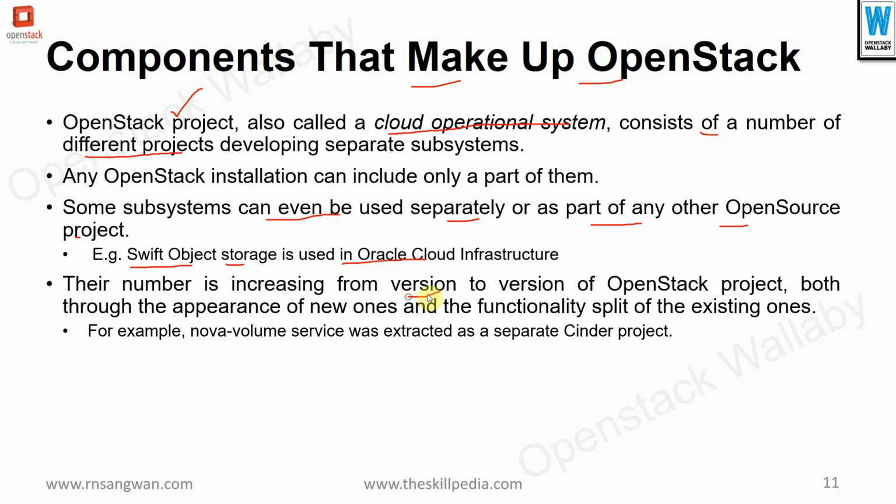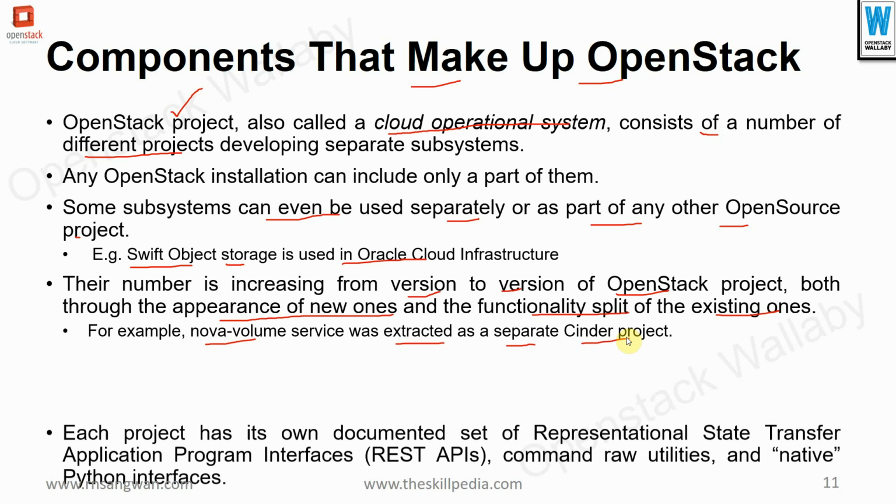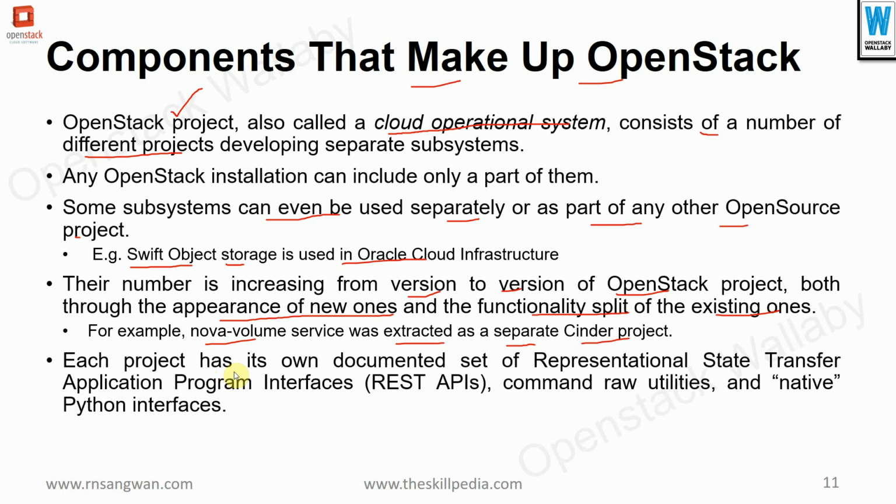Their number is increasing from version to version of the OpenStack project, both through the appearance of new ones and the functionality split of existing ones. As an example, the Nova Volume service was extracted as a separate Cinder project. Earlier it was part of the Nova service, but now it is split and available as an independent project with the name Cinder. Each project has its own documented set of representational state transfer, that is REST, application programming interface, that is API. So each project has its own REST API, its own command line utilities and native Python interfaces which you use to communicate with the service.